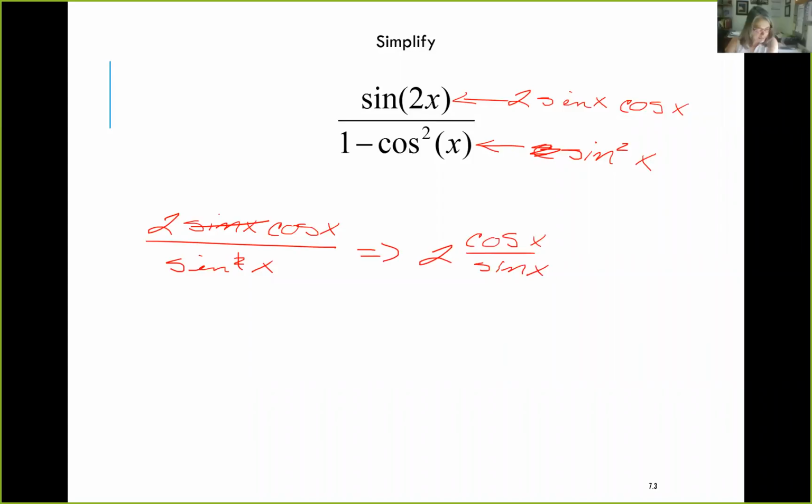Which is equal to, which one? What is that? Yeah, that's cotangent. Tangent is sine over cosine. Cotangent is cosine over sine. So this thing simplifies to 2 cotangent x. All right, not so bad.